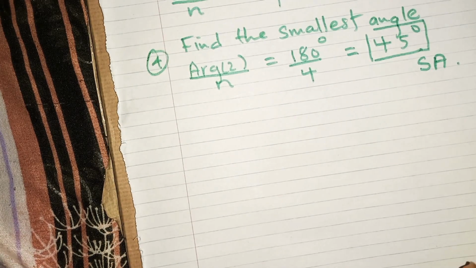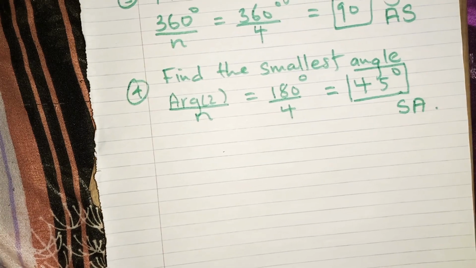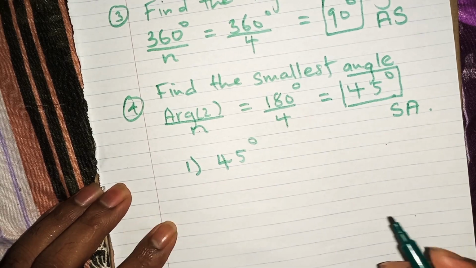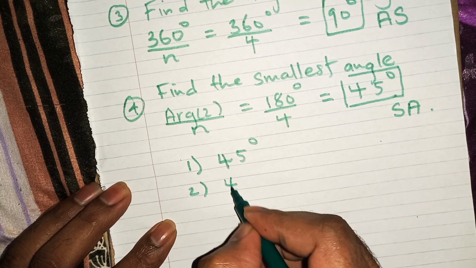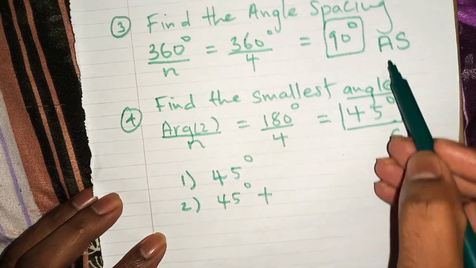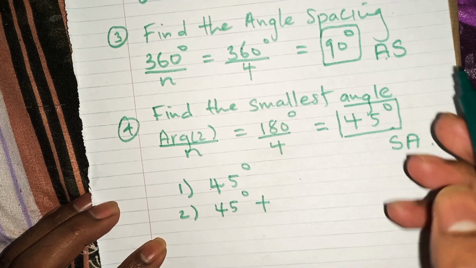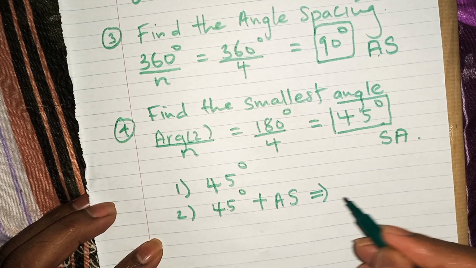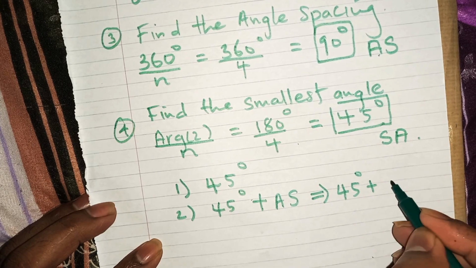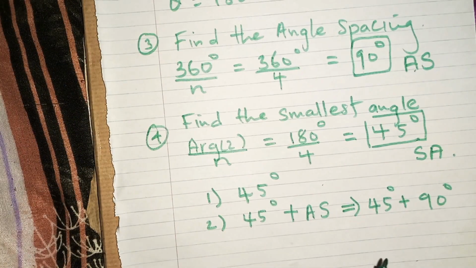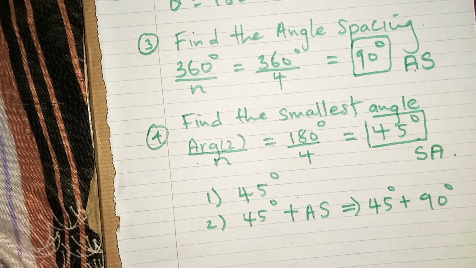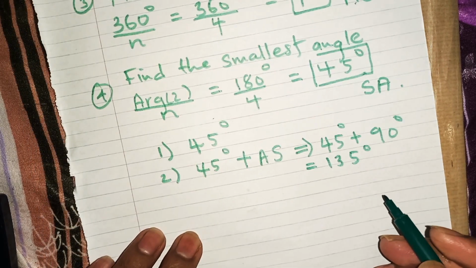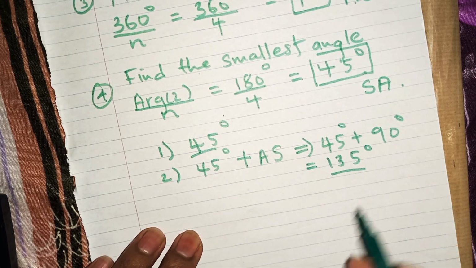Now we are in a position to write our 4 roots. So our first angle will be basically that 45 degrees, the smallest one. The second angle will be 45 degrees plus our angle spacing, so we'll write here AS. So this will be 45 plus 90 degrees. Now 45 plus 90 is equal to 135. This is our second angle. This is our first, this is our second.